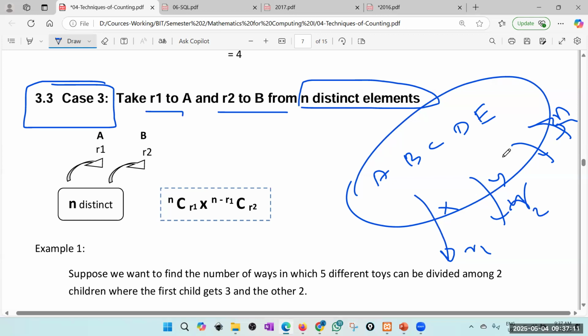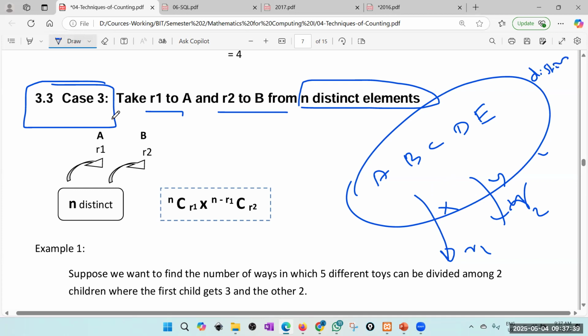Now, if you are a critical thinker, you may have a question. Listen to me again, okay? You may have a question, right? So listen to me again. These are distinct elements, right? Distinct elements. That is, A is different from B, B is different from C, C is different from D, D is different from E. Distinct.